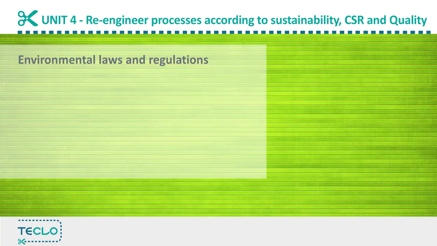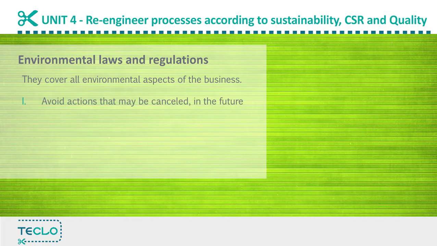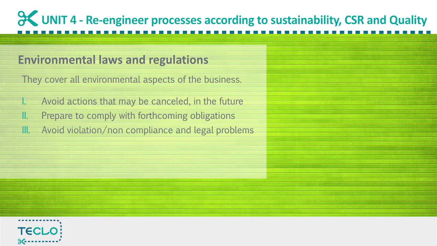Environmental laws and regulations. National and European environmental laws and regulations cover all environmental aspects of the business, all through the company life cycle. A company should be in advance well aware of them in order to: 1. Avoid actions that will be cancelled if they oppose a legal obligation. 2. Prepare to comply with forthcoming obligations. 3. Avoid violation and non-compliance and legal problems.